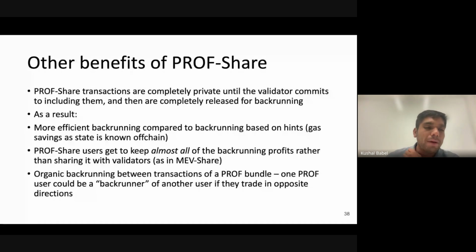And if you backrun all these prof transactions together, there's also this benefit of organic backrunning. I would suggest MEV share and MEV blocker also do this, which is to batch together as many transactions as you can, and then backrun them rather than individually backrunning them, so that users can organically backrun each other. If one user is trading in one direction and the other user is trading in the opposite direction, then the second user can benefit from the price difference created by the first user. So you can also have organic backrunning when you backrun all of them together.